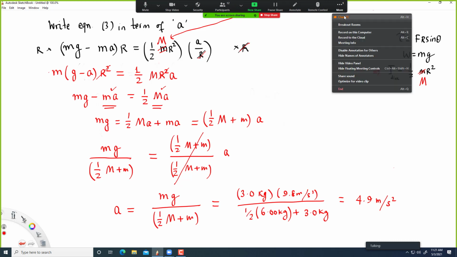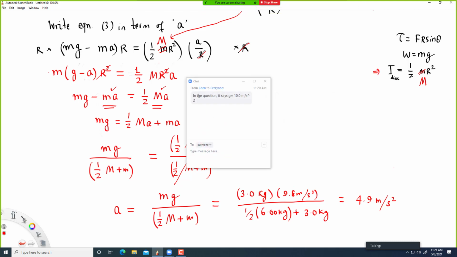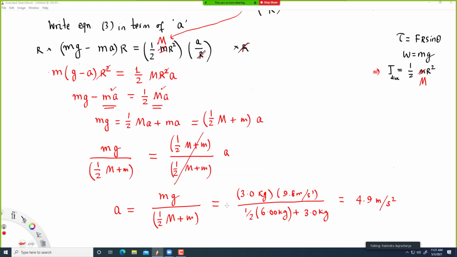So someone has pointed out the question says g is 10. You can use 10 here if you don't want to use 9.8, but that won't make much difference. You use either 10 meters per second squared or 9.8. Both are fine. Even if it says 10 meters per second squared, if you use 9.8, that's perfectly fine. I won't take a point off for that. Okay, that's good. So we got a.